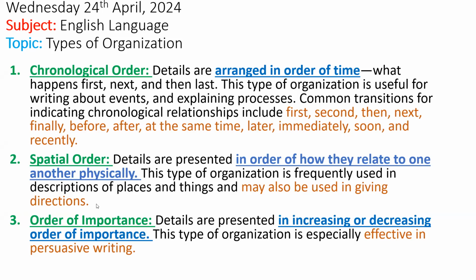Read the definition for order of importance. Order of importance. Details are presented in increasing or decreasing order of importance. This type of organization is especially effective in persuasive writing. Very good. And Sabria, can you read the definition for spatial order? Sabria? Can't hear from Sabria. Where is Ricardo? Ricardo, are you there?